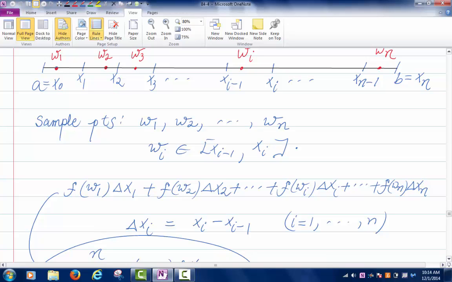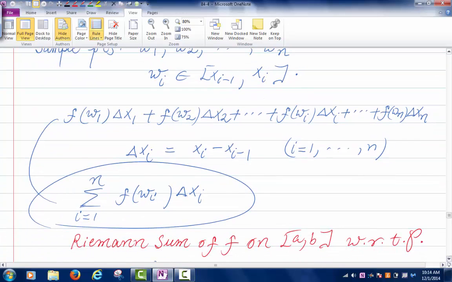So I form a sum like this, and then in summation notation I can rewrite the sum as the sum i going from 1 up to n, f of Wi times delta xi, and this is known as the Riemann sum of f on that interval from A to B with respect to the partition P. Okay, so the Riemann sum will be different for different partitions, right? Riemann sum will be different for different partitions. I'll try to motivate why we look at Riemann sums in a bit.